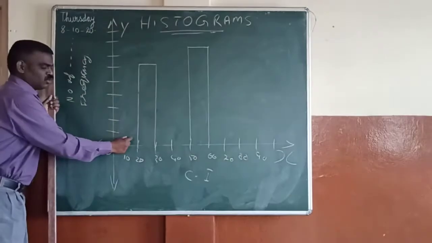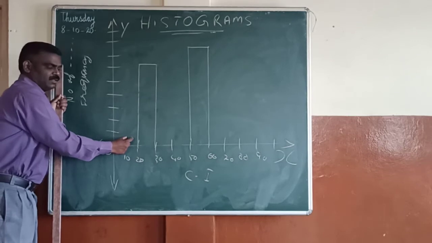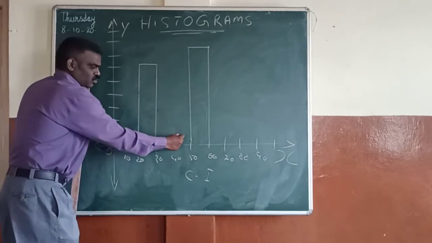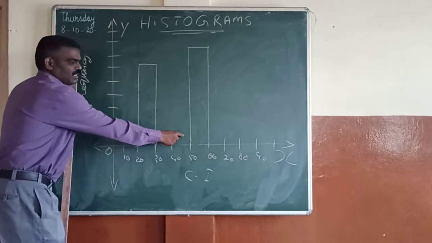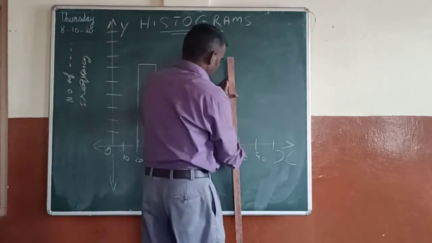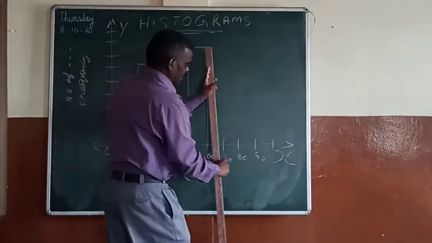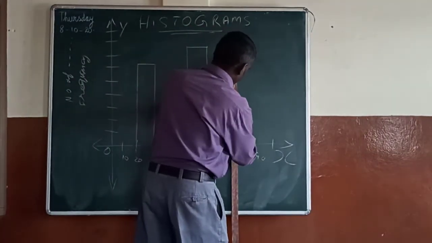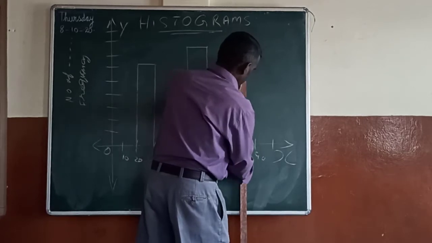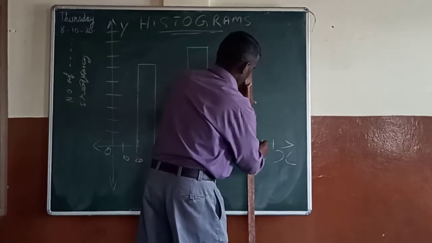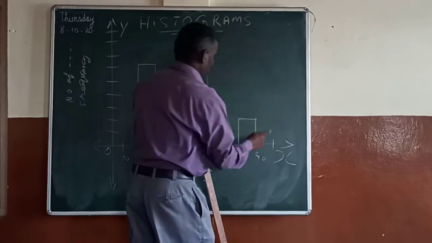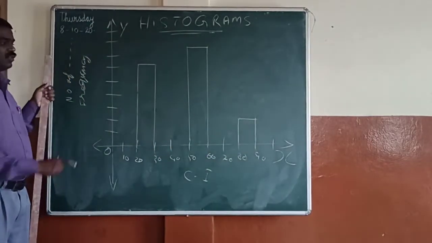Clear? 1 centimeter, 2 centimeter, give a gap. Then again 1 and 2 centimeter gap. Then again, if you want, if something is there again, 1, 2, you give a gap. Clear? So this is what you have to do.